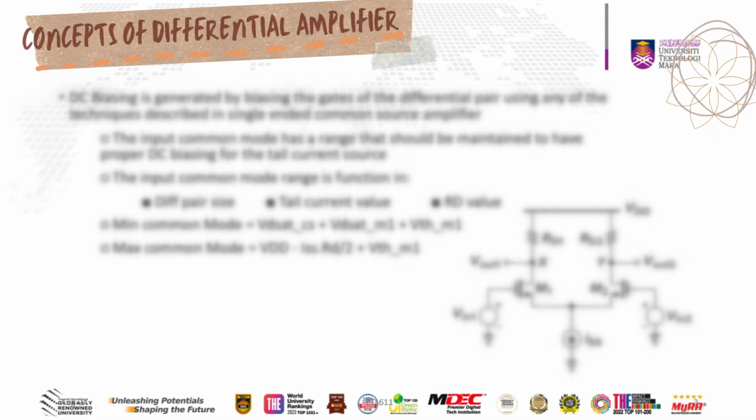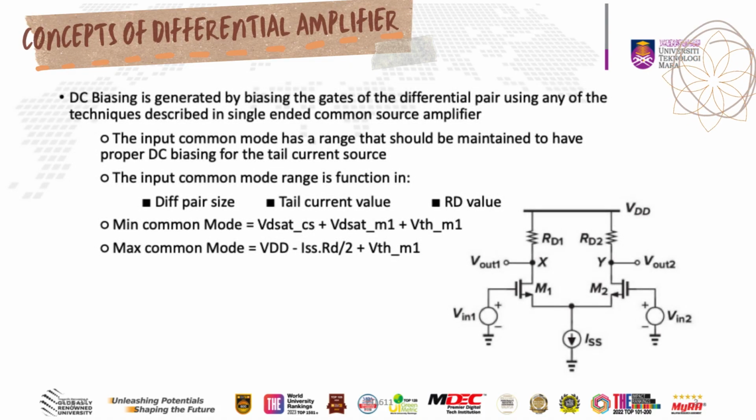DC biasing is generated by biasing the gate of the differential pair using any of the techniques described in a single-ended common source amplifier. The input common mode has a specific range that should be maintained to ensure proper DC biasing for the tail current source. The input common mode range is a function of the differential pair size, the tail current value, and the RD value, which is the resistance connected to the output.